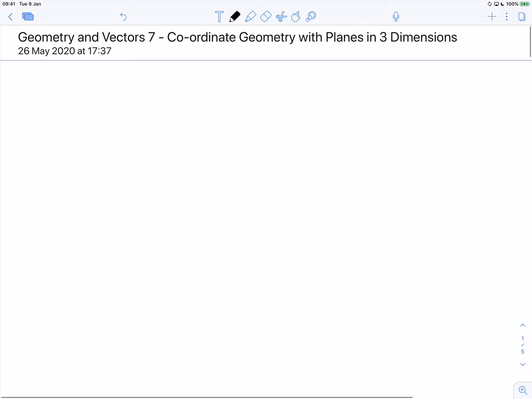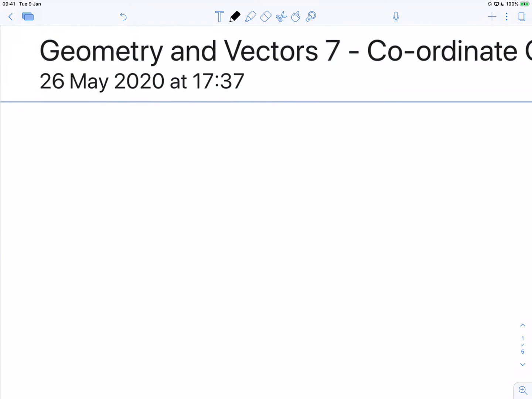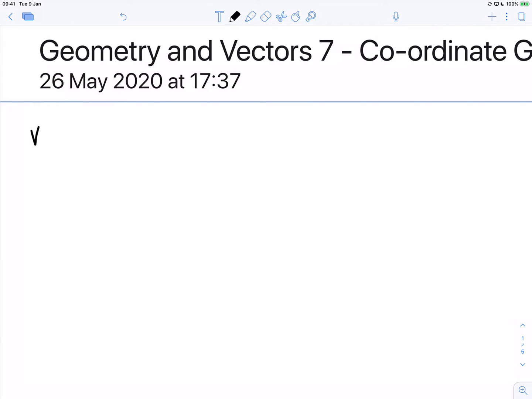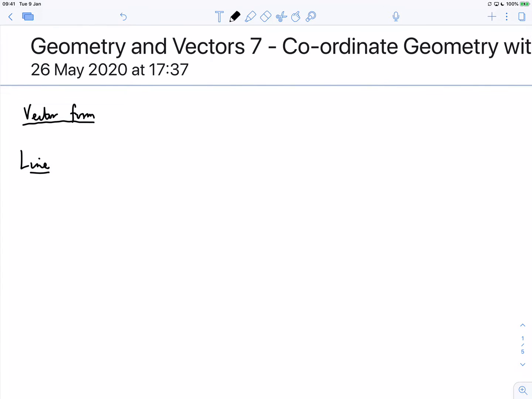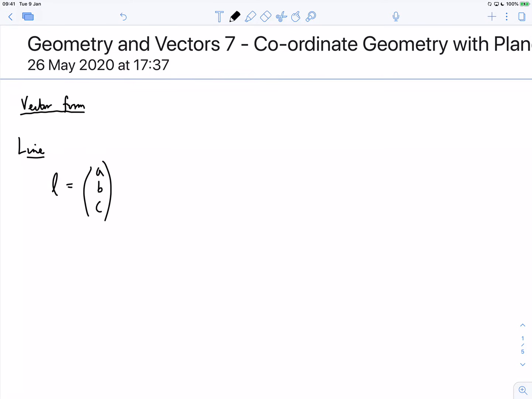Okay, so let's remind ourselves, how do we work out the vector form of a line? Well, the vector form of a line is we'd have a line L would be, let's suppose some points A, B, C. That is a position vector A, B, C. And then you would add some arbitrary multiple of, say, another vector D, E, F.